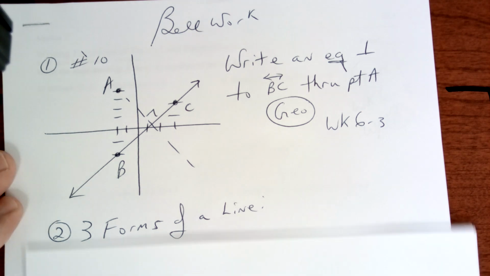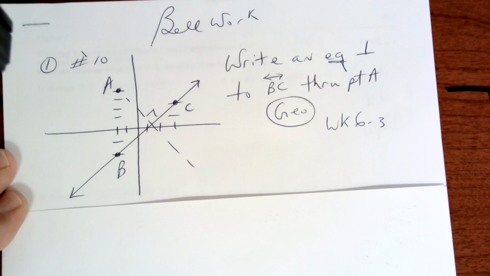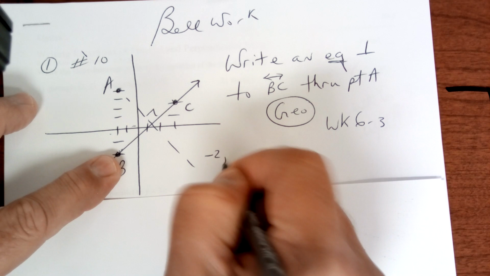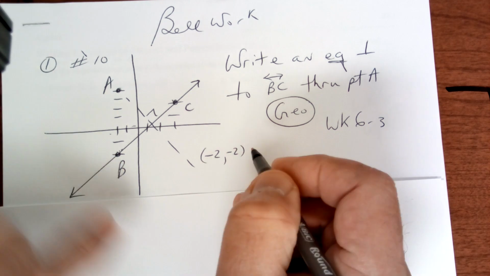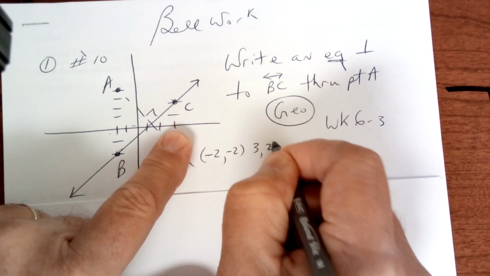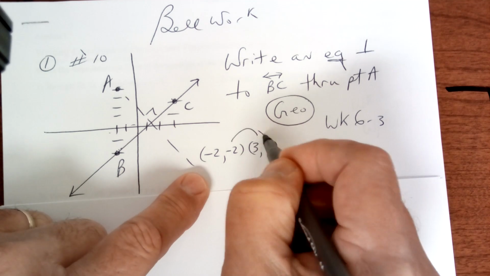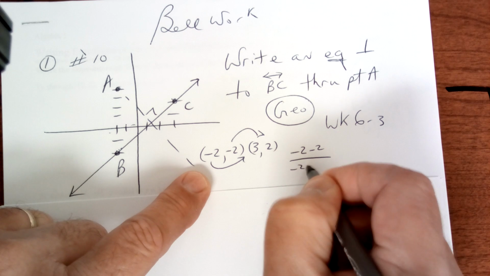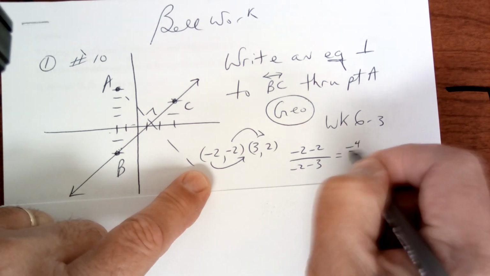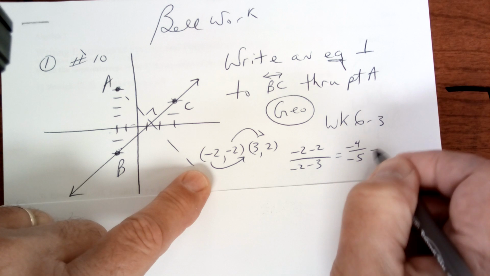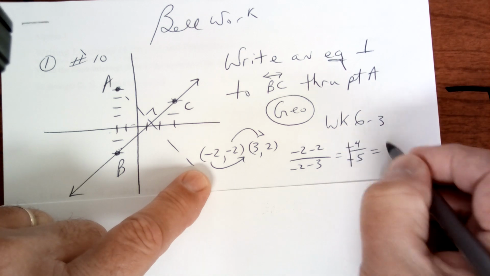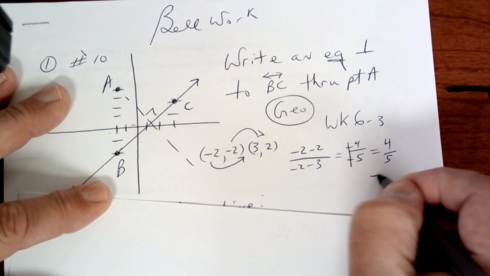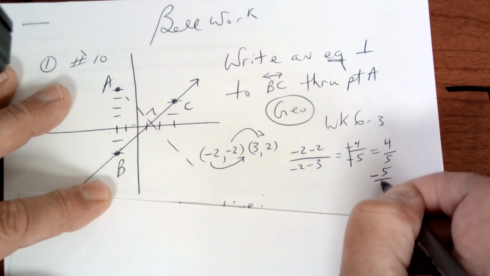Let's take a look. To do that, you got to find the slope of this line. So this point is -2 and then -2. This point is over 3 and then up 2. And slope is y minus y, so it's -2 minus 2 over -2 minus 3. So that gives you a -4 over a -5. And a double negative makes a positive. Okay, but to do perpendicular, you got to flip it and change it. So that's going to be a -5 over 4 to be perpendicular.